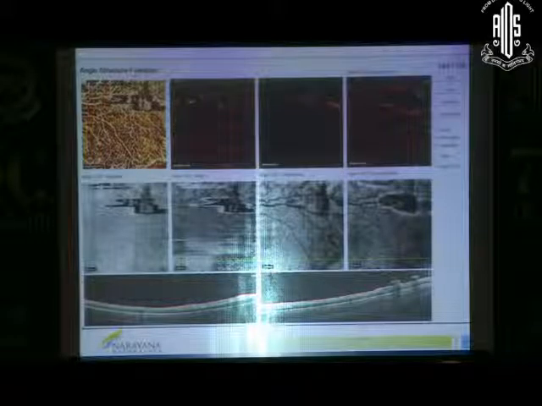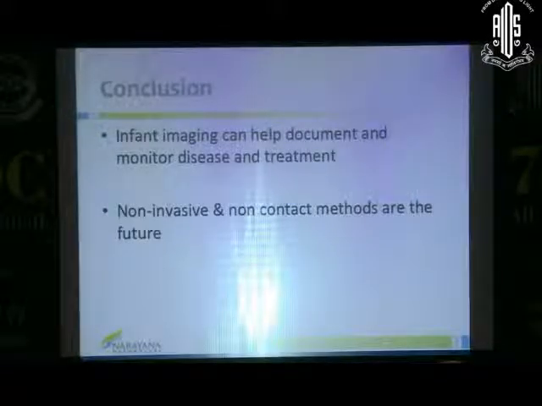We're waiting to pick up follow-up scans on this, and we hope that we'll be able to use this tool to actually monitor this. So I think non-invasive and non-contact methods are the future, and many more speakers are going to deliberate on individual conditions.